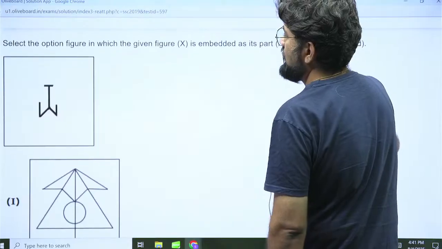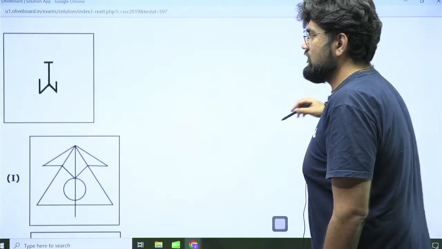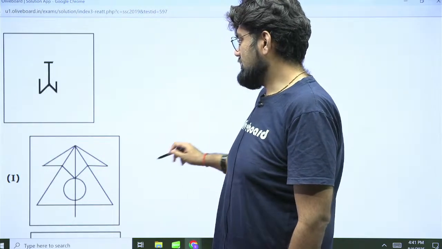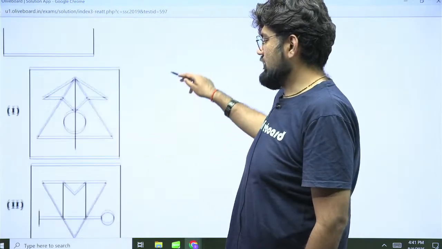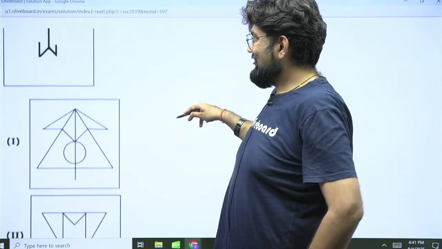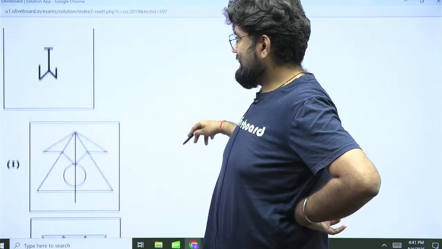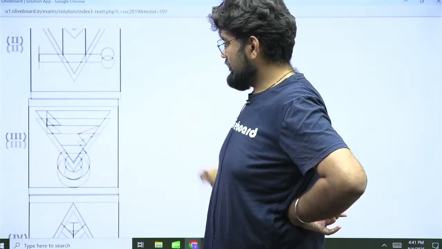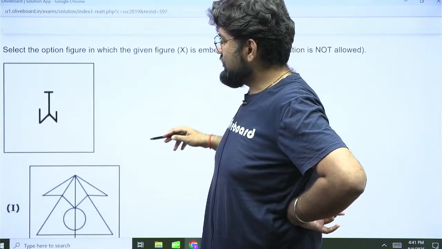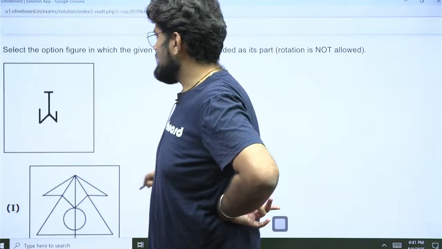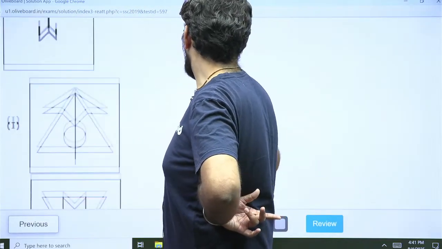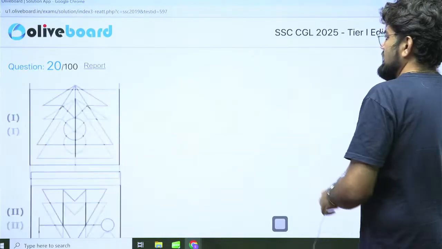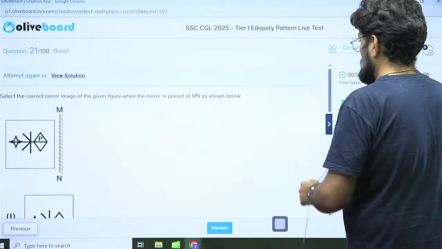Embedded option figure in which the given figure is embedded. Can you see it here? I don't think so, right? It's here, but the upper T part is not there. On the second one, nope. Third one, I think it's clearly visible here in the fourth figure, right? It's slightly different though, but I think it's only the difference of heights is not there. No rotation is allowed, right? Yeah, so fourth one should be the right answer. There's no rocket science here. 13 seconds, very good, excellent. That's the kind of time I'm talking about.